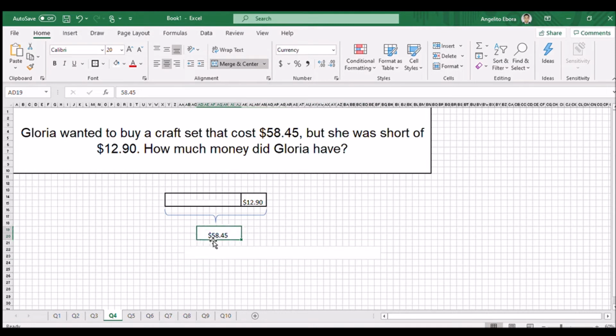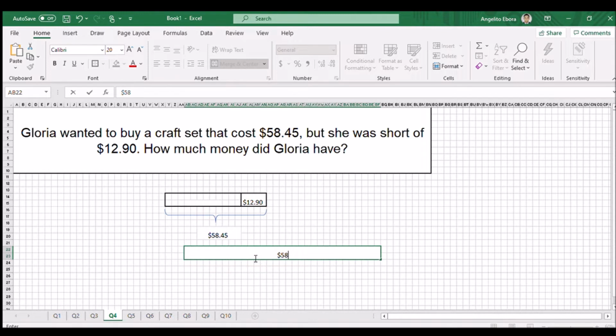Okay, so maybe I just need to copy this. So $58.45 minus $12.90. Okay. So again, we can just put the dollar sign at the end. So $58.45 minus $12.90. Okay, it's time for you to find out the answer.